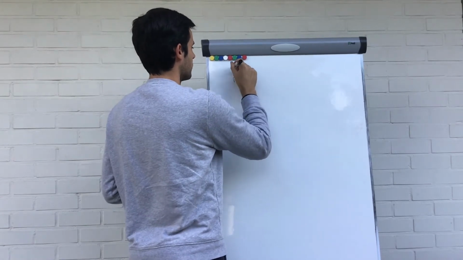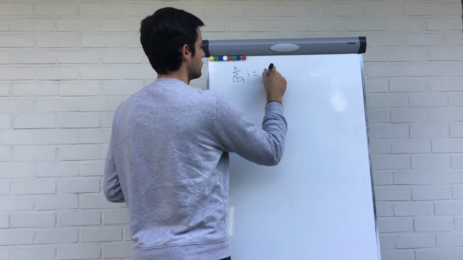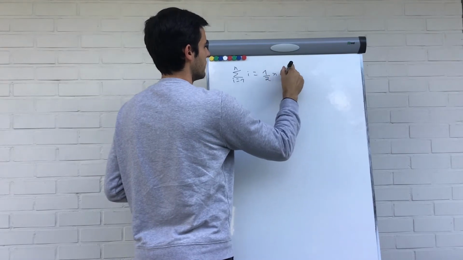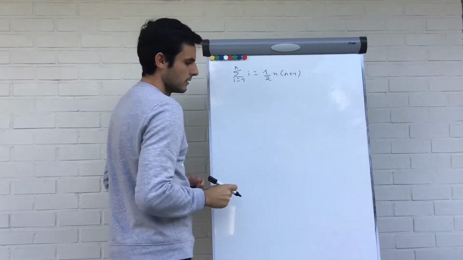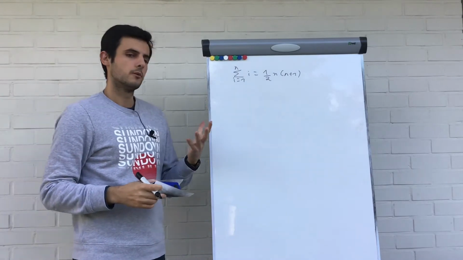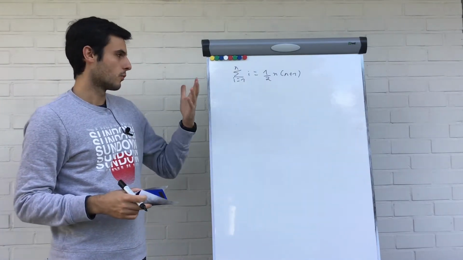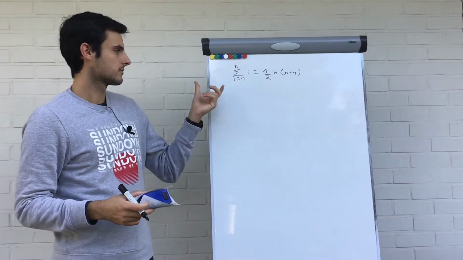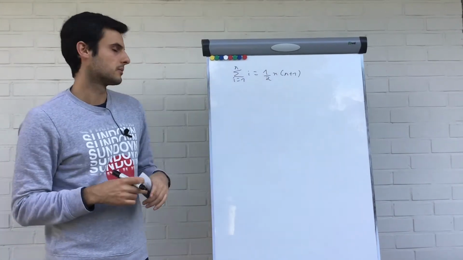The sum of i, where i grows from 1 to n, must be equal to 1 divided by 2, n multiplied with n plus 1. So how does mathematical induction work? We start with n equals 1 and we're going to prove that the left side is equal to the right side if n equals 1.